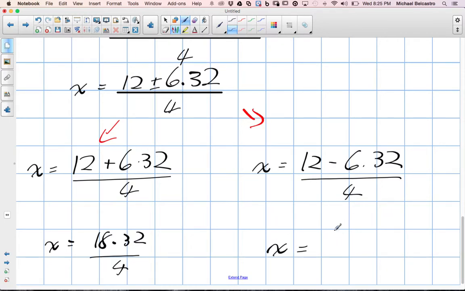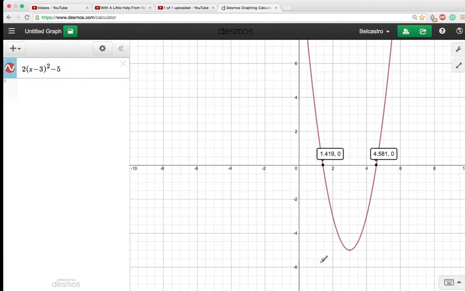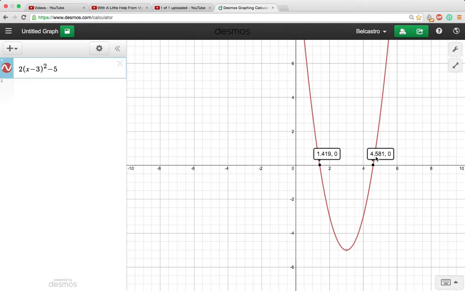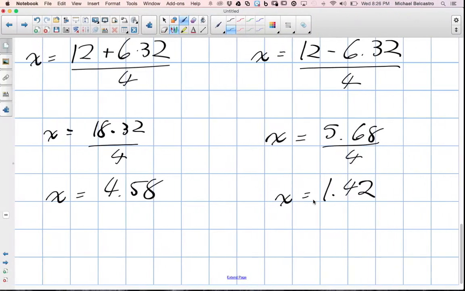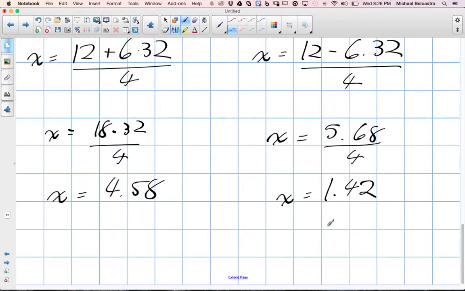And this will be x is equal to 5.68 divided by 4. What does this end up being? 4.58. 4.58, okay. And 1.42. Amazing. So those are our x-intercepts. And if we look at our graphing calculator, that's it. 4.58, yeah, and 1.419, which is 1.42.